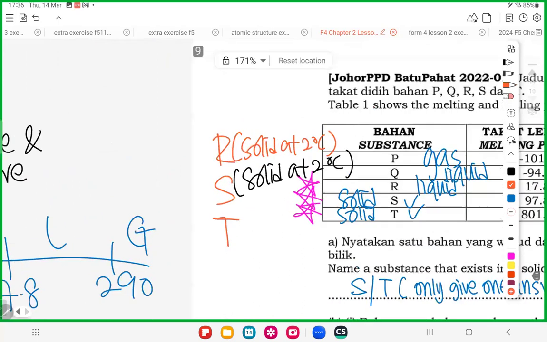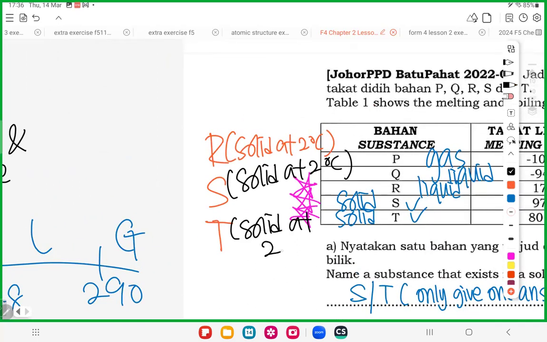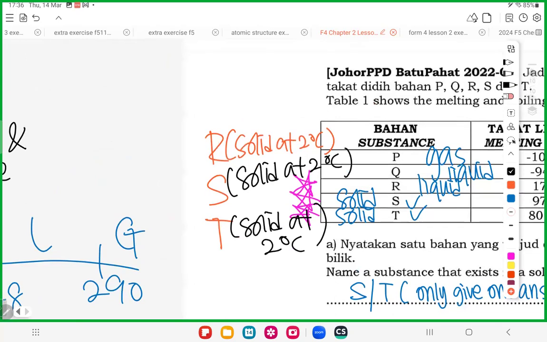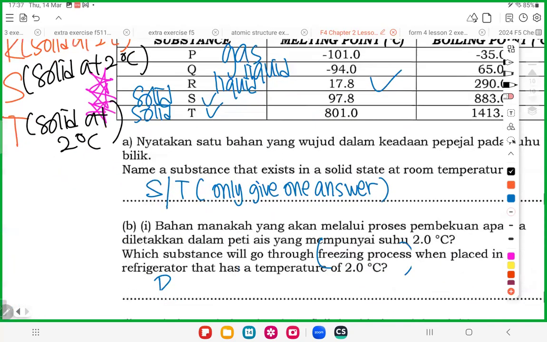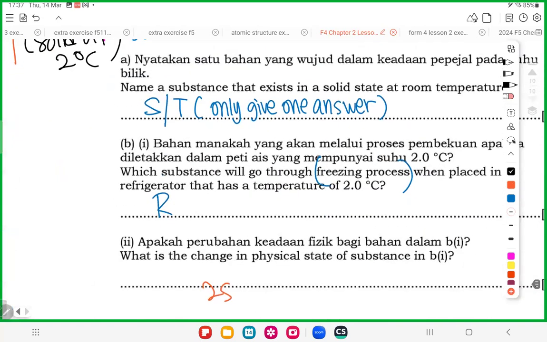So you see, by right, it looks good. R, S, T, all of them are solid at 2 degrees Celsius, right or not? Looks good. But how come the answer cannot be R, S, T? The answer is only R. If you answer S, it is wrong. If you answer T, it is wrong. Why?